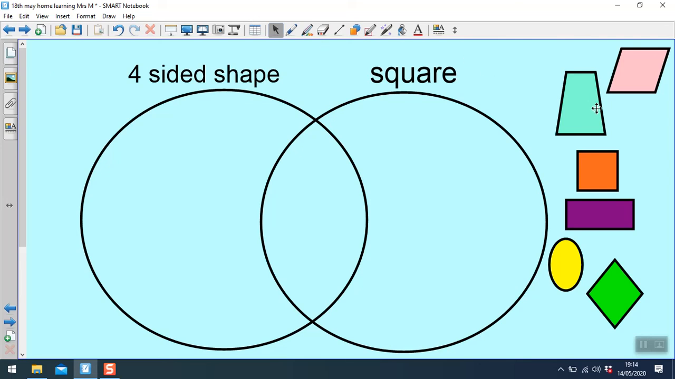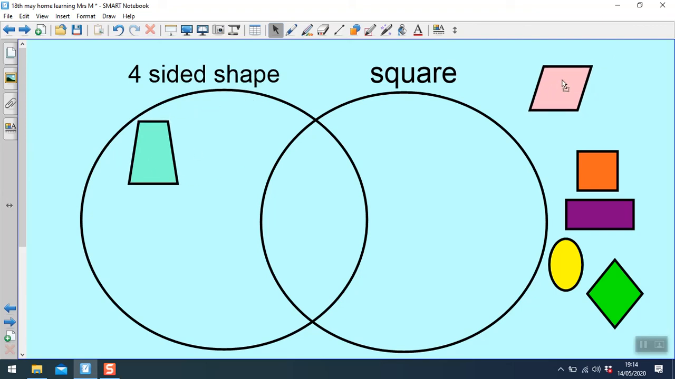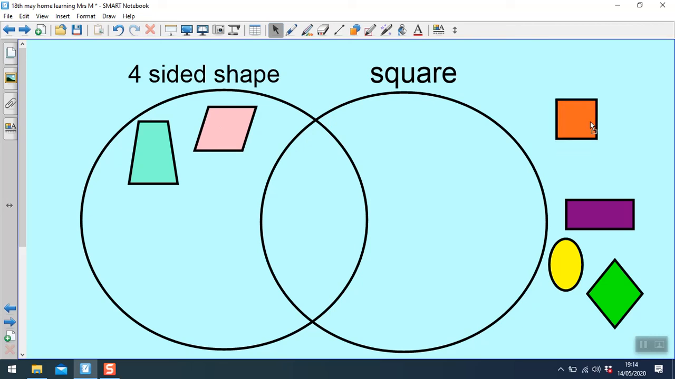Okay, let's make a start. So this here is a 4-sided shape. It's a trapezium. It's not a square because all the sides aren't the same length. So it's 4-sided, and it's going in this circle, but it's not a square, so it goes here. This here is called a rhombus, and it's basically a wonky square. It's a square that's been pushed over. So it's got 4 sides, but it's not a square. It goes in this bit. This here is a square, and obviously a square has got 4 sides, so it's going to be in here.